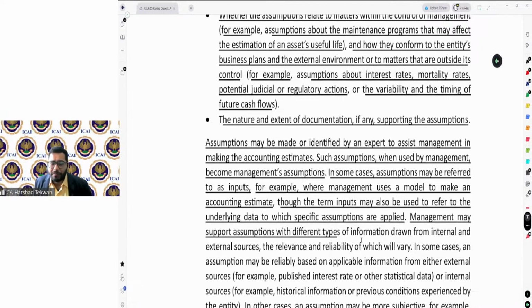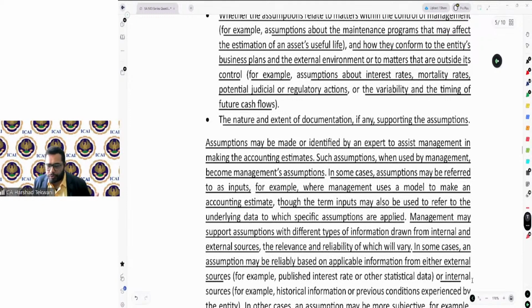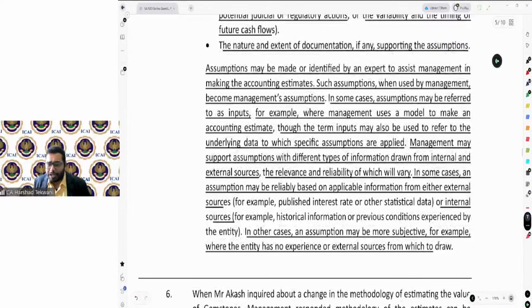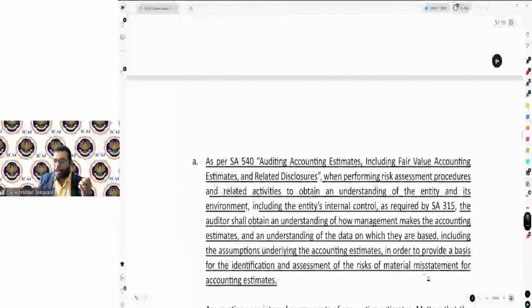Management may support assumptions with different types of information drawn from internal and external sources, the relevance and reliability of which will vary. In some cases, an assumption may be reliably based on applicable information from either an external source or an internal source. In other cases, an assumption may be more subjective, for example, where the entity has no experience or external source from which they can draw the assumption. So in that case, it becomes more subjective. Okay, so this is how you can look for the assumptions and test for the assumptions.